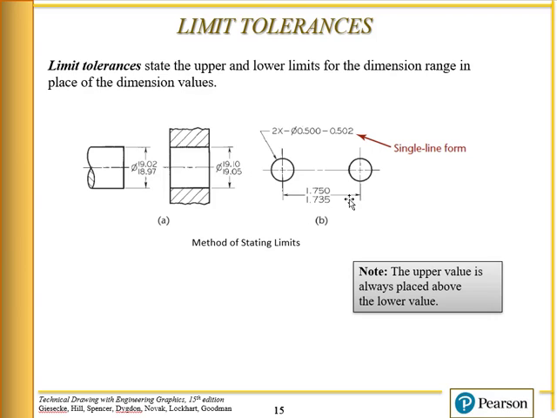When you do them stacked like this, the largest number is always above the smaller number. The upper value is always placed above the lower value. So that's a limit dimension.